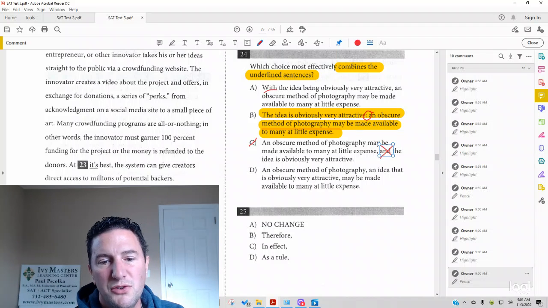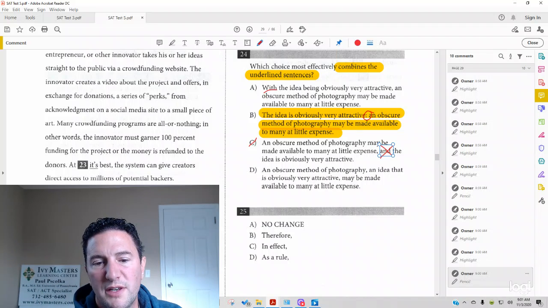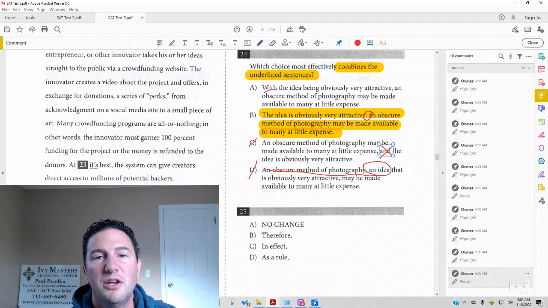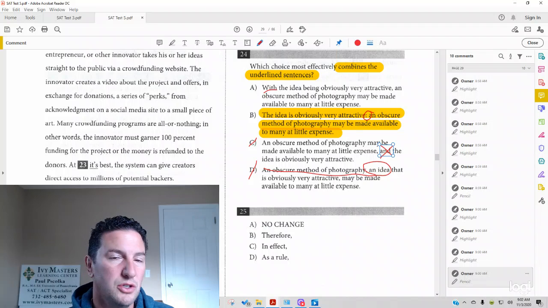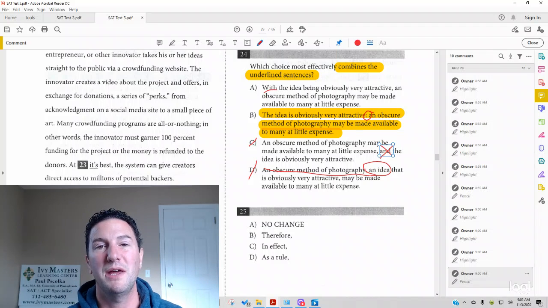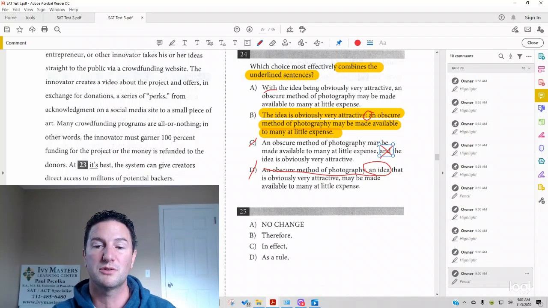And answer choice D, an obscure method of photography, an idea. Well, an idea is not an obscure method of photography. That doesn't make sense. So answer choice D is wrong. Your correct answer is B. And once again, a colon, usually a semicolon does, but a colon could also separate two independent clauses, two clauses that could stand alone as their own sentence.